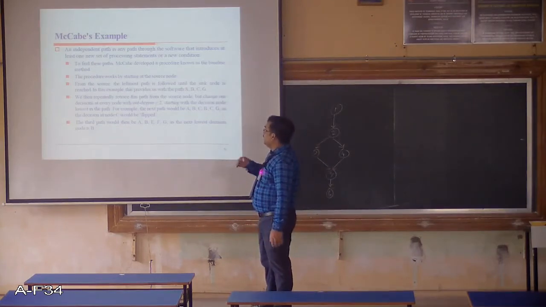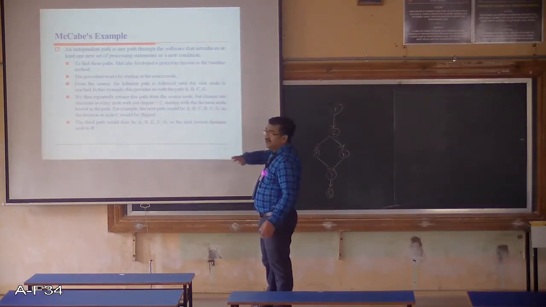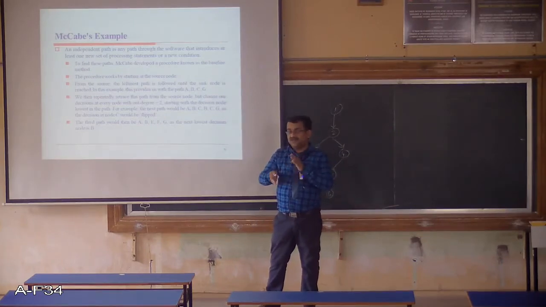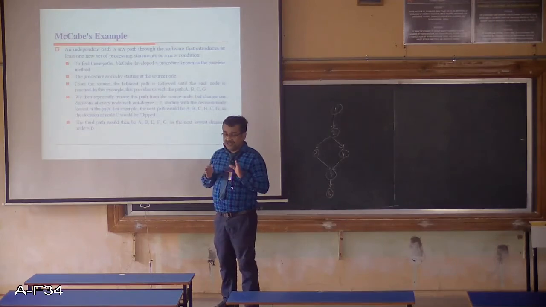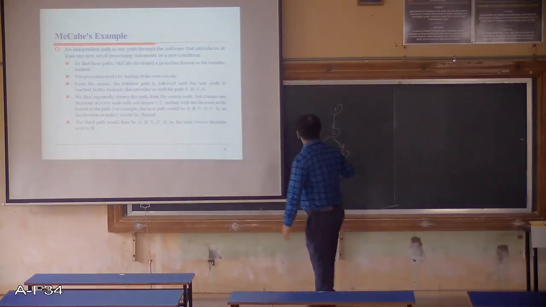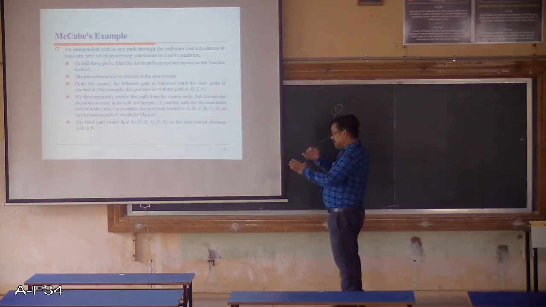We then repeatedly retrace this path from the source node, but change our decision at every node with out degree 2. So we repeat this leftmost path approach for every node from the source node, but change our decision for every node where the out degree is 2. What is out degree 2? This is out degree 2, where a decision has been taken, one goes on one side, another on the other side. So we have out degree 2 here.